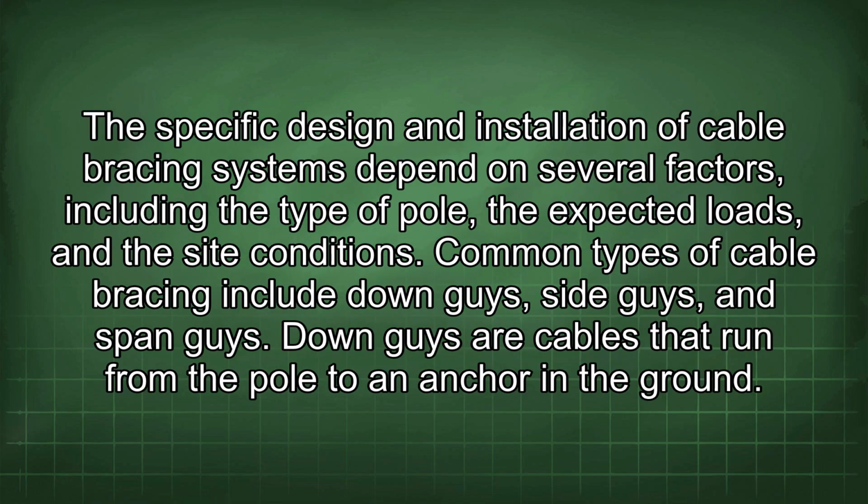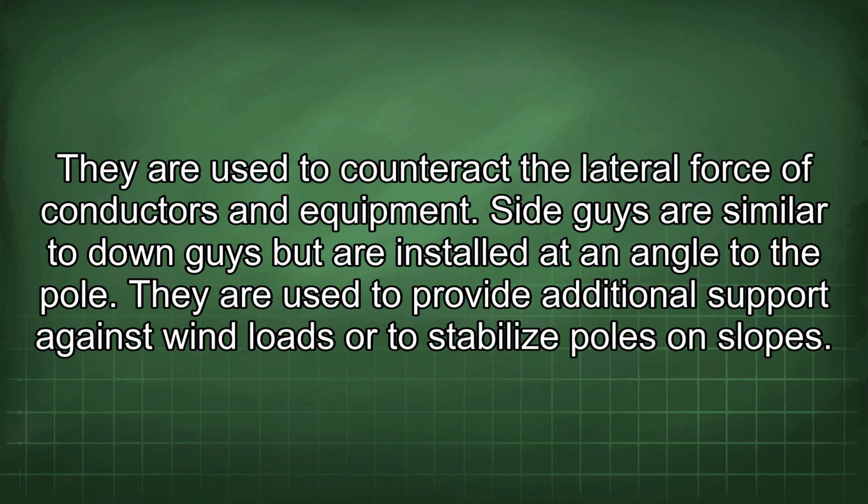The specific design and installation of cable bracing systems depend on several factors, including the type of pole, the expected loads, and the site conditions. Common types of cable bracing include down guys, side guys, and span guys. Down guys are cables that run from the pole to an anchor in the ground. They are used to counteract the lateral force of conductors and equipment.